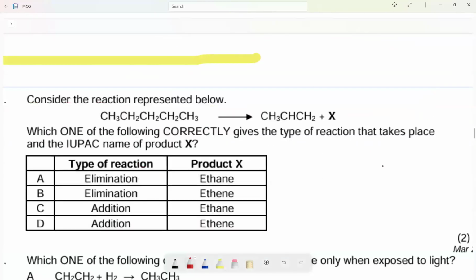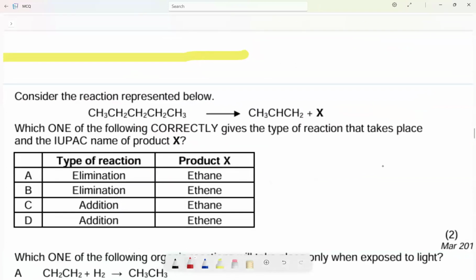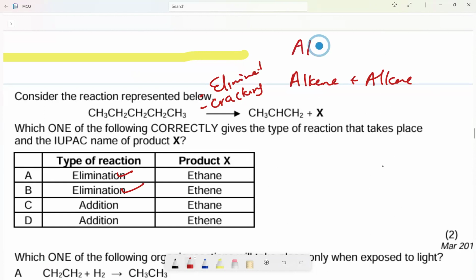Now I move on to type of reaction. Consider this one. I have CH3, CH2, CH2, CH2, CH3. This is cracking. Why? Because I cracked this one. This is a type of elimination reaction. Okay? Elimination reaction. But now the product here, remember, it's either I form an alkane plus an alkene. When I do cracking, I need to form an alkene plus an alkane, or an alkene plus H2.